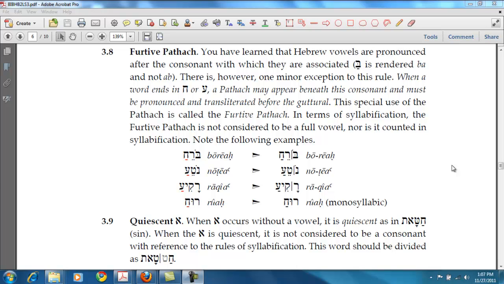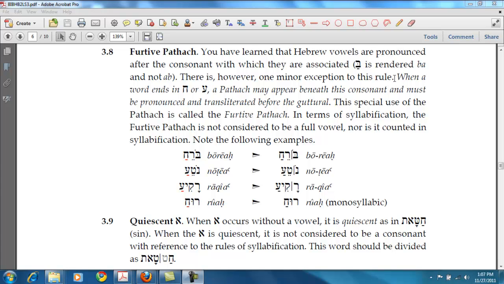So let's go ahead and get started on the remainder of Chapter 3. We're going to start out on 3.8 with the furtive patach. We've learned that the Hebrew vowels are pronounced after the consonant with which they are associated. For example, ba is rendered as ba, not as av. However, there's one minor exception to this rule. Normally you have a consonant then a vowel, not a vowel and a consonant. But there is one minor exception, and it's really not even a vowel to be considered.